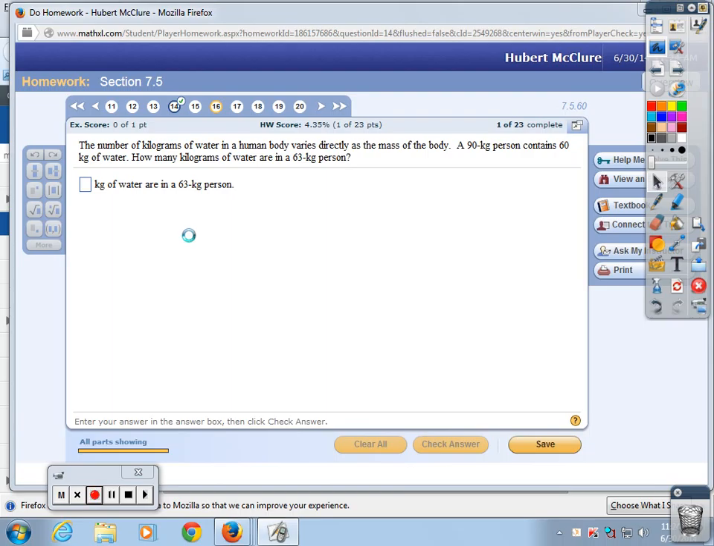It says, the number of kilograms of water in a human body varies directly as the mass of the body. Water, I'd probably change it to W, and then mass I would change to, what do you think I'd change mass to? M. A 90 kilogram person contains 60 kilograms of water. How many kilograms of water are in a 63 kilogram person? So this is just like the cookie example. Since it says directly, y is equal to k times x.